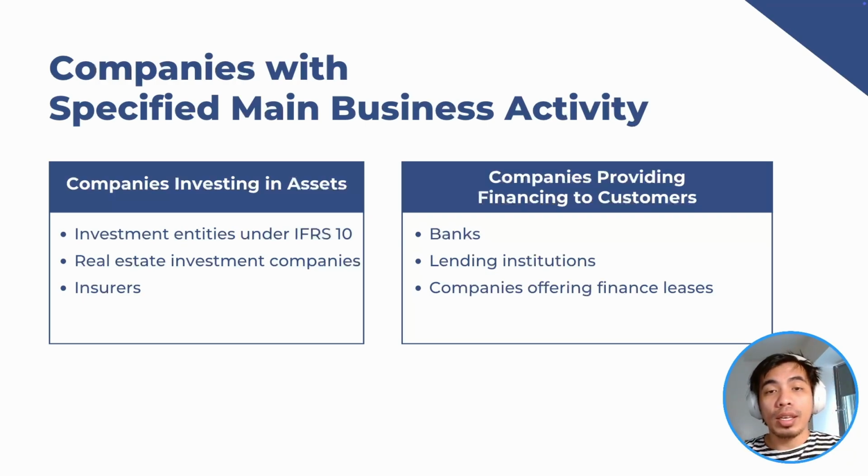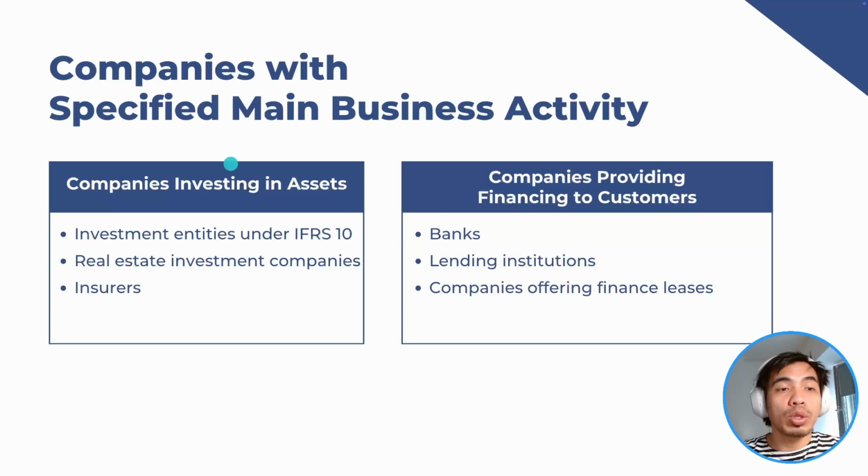IFRS 18 provides specific examples of companies that might fall into these categories. For example, companies investing in assets, think of investment entities under IFRS 10, real estate companies, or those companies that invest in real estate for rental, for capital appreciation, and even insurers. On the other side, for companies providing financing to customers, we have banks, lending institutions, and companies offering finance leases. The idea is that if the business model of the company falls into one or both of these specified main business activities, then the exceptions apply.